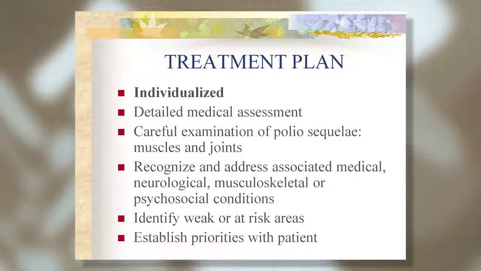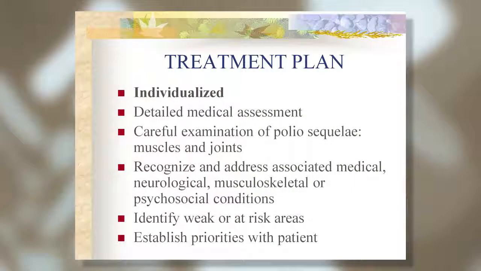It's important to recognize and address any associated medical, neurologic, musculoskeletal, or psychological conditions. And there are often associated conditions that exacerbate post-polio syndrome. It's also important to identify areas of the body that are weak or at risk, and that may be muscles at risk, joints at risk, or risk of falls and other injuries. Lastly, it's important to speak with the patient about their priorities. There may be associated conditions that they're not concerned about. You always want to focus on what the patient's priorities are.